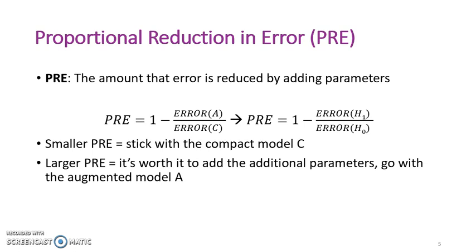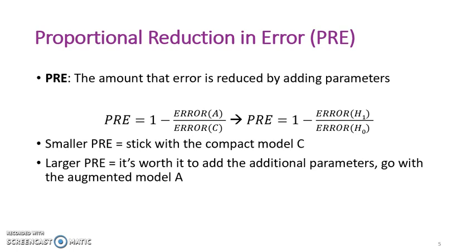If the leftover error in model A is similar to the error in model C, the ratio of the two will be close to 1, and proportional reduction in error will be close to 0. This would indicate to us that the additional parameters in model A, the augmented model, are probably not worth it, and we should stick with model C, the null hypothesis model.